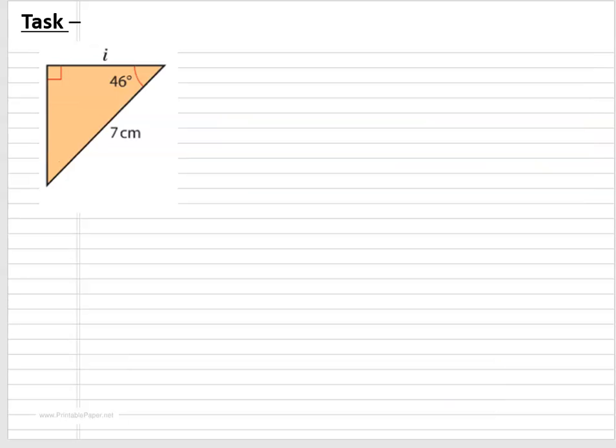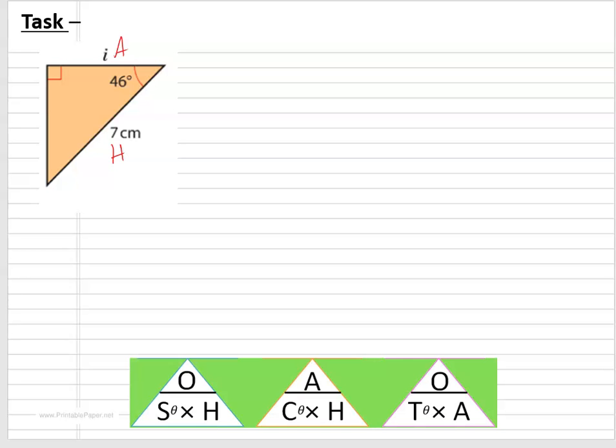So to go through the answers, let's label our sides first. So we have H and A. Oh, 1 second, I'll bring my triangles back in. Sorry, apologies. Now the triangles are here. So we're looking for A, so we're going to scribble out A. We're multiplying those together. So A equals cos angle multiplied by 7. Put in the values we know: cos 46 times 7.